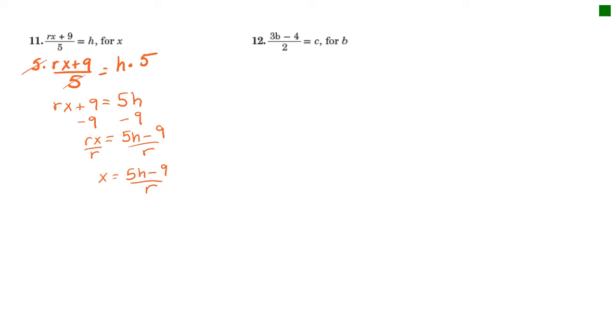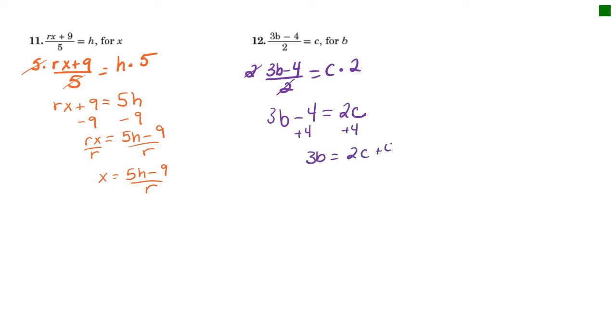All right, so let's do this one. Again, just like number 11, I'm going to start out by getting rid of that grouping symbol. So I'm going to multiply both sides by 2. These 2 cancel, so I get 3b minus 4. I don't write c times 2, I'm going to write 2c. Now I'm just going to add the 4 and divide by the 3. 3b equals 2c plus 4. Divide by 3. So b equals 2c plus 4 divided by 3.